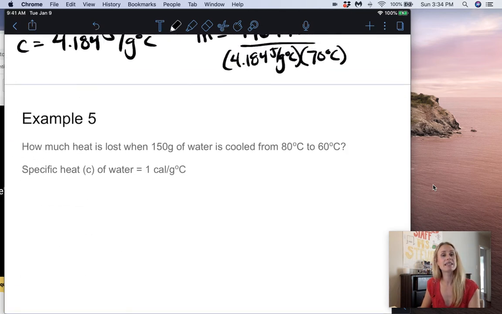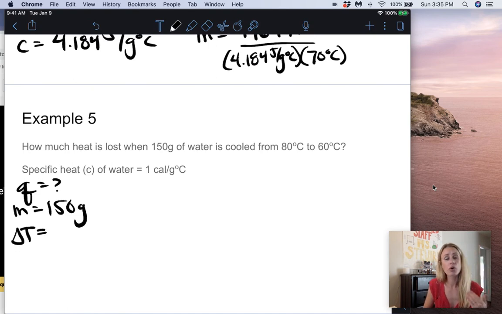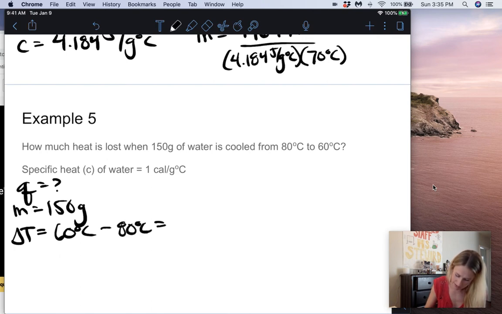All right, last but not least, example number 5. How much heat is lost when 150 grams of water is cooled from 80 degrees Celsius to 60 degrees Celsius? So here, again, we're measuring heat, and I know that my mass is 150 grams of water. I know that my delta T is, we're cooling this water down now, so final temperature is 60 degrees Celsius minus initial temperature, which is 80 degrees Celsius. So our delta T is actually a negative 20 degrees Celsius.